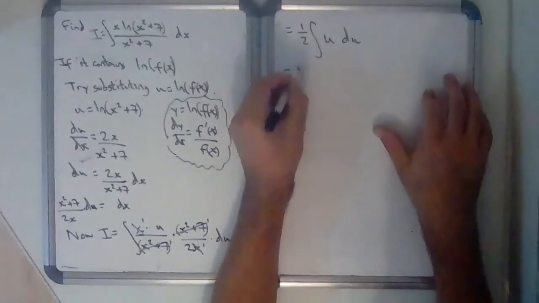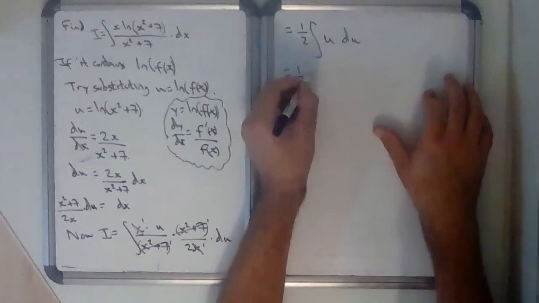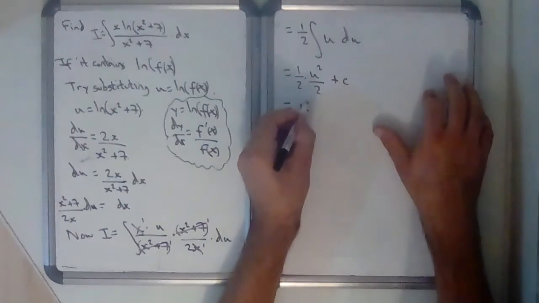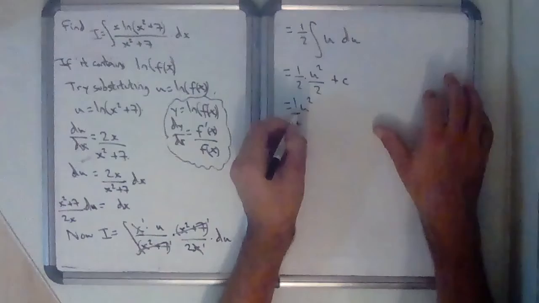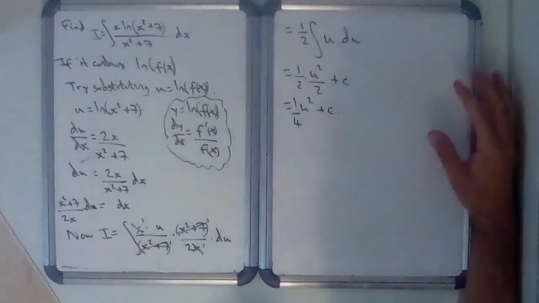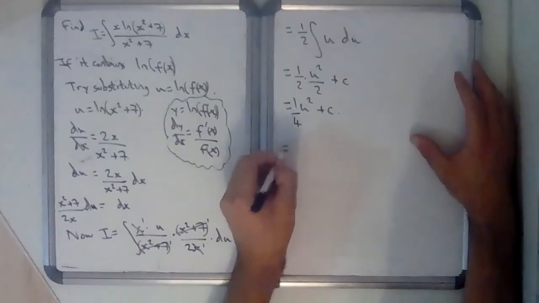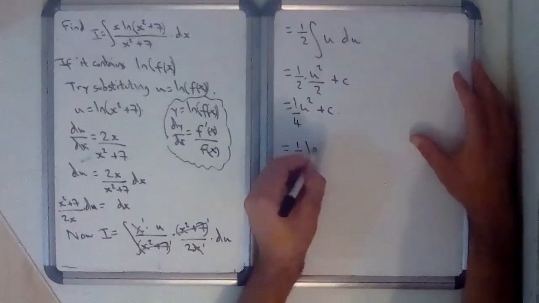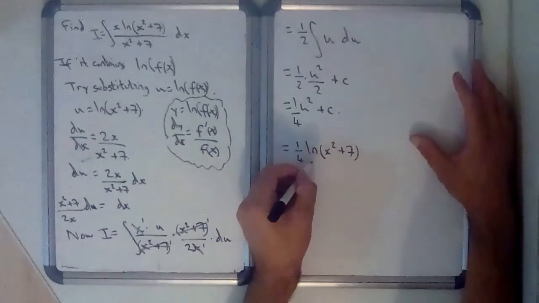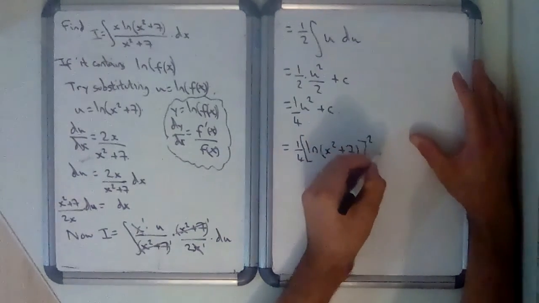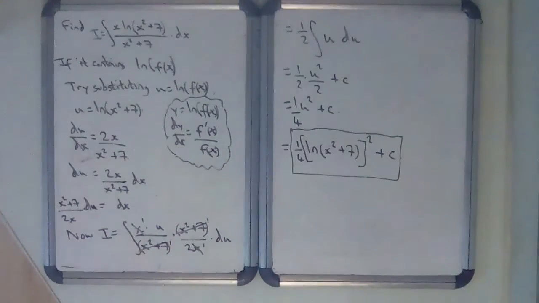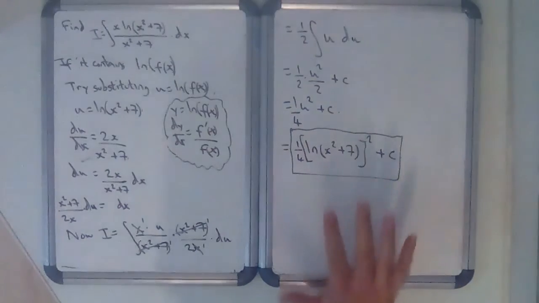So this equals a half, u squared over 2, plus the constant of integration, which equals a quarter u squared plus the constant of integration. Well, u is ln of x squared plus 7, so now we need to put it in the original terms. So the final answer equals 1/4 times ln of x squared plus 7, and we need to square all of that, and not forget the constant of integration, and that's it. Don't be tempted to think you can use some sort of log rules on this bit, because it's not going to work.